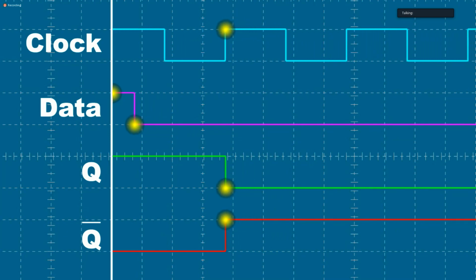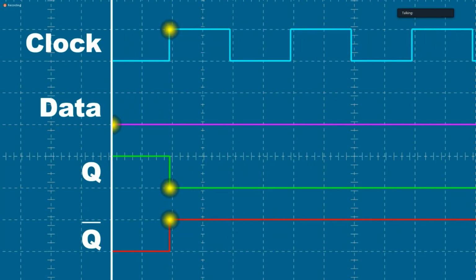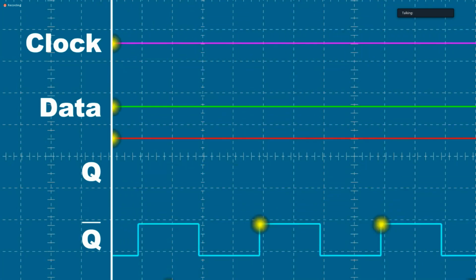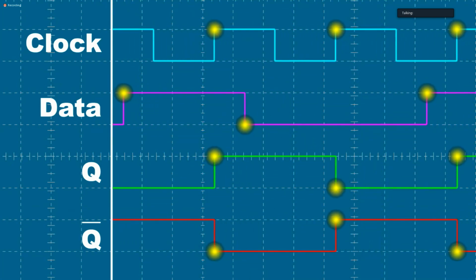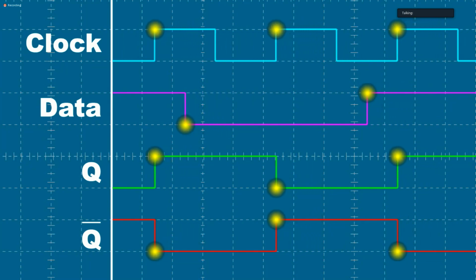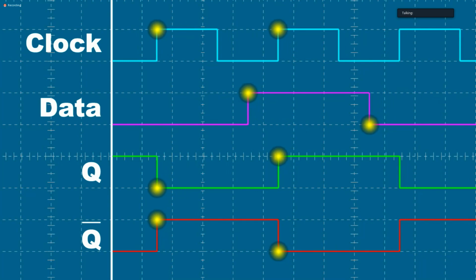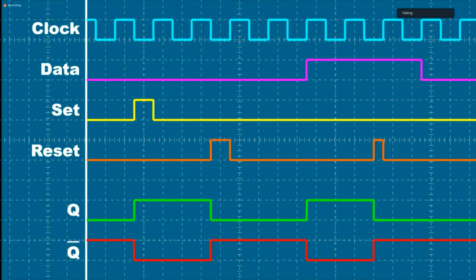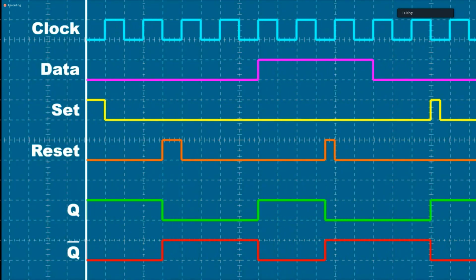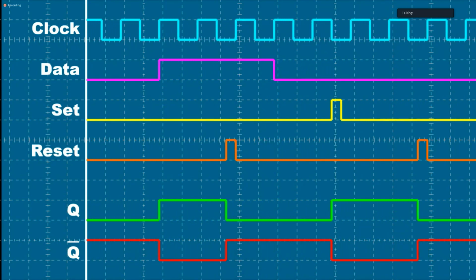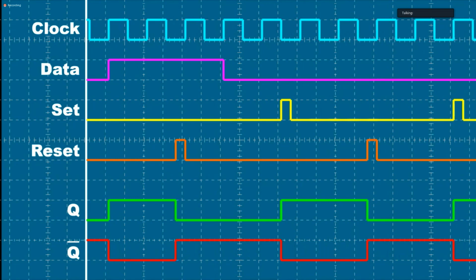If the data signal goes low, output Q won't go low until the next clock pulse. So the clock acts like sort of a valve for the data signal. This data signal is considered to be synchronous, as it changes the output in time with the clock signal. In these flip-flops, the set and reset inputs are asynchronous. They have priority over the clock signal and can affect the outputs at any time.